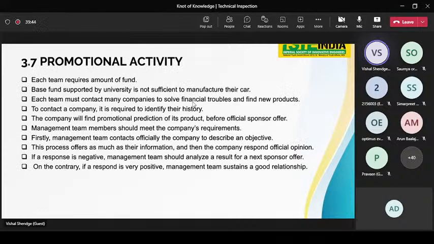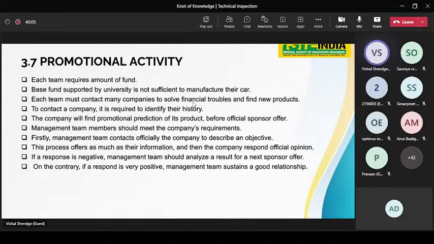Now, promotional activities. Each team requires an amount of funds to manufacture their vehicle, and the base fund, which was supported by the university, is not sufficient to manufacture their car. Each team must contact many companies to solve financial troubles and find new products.